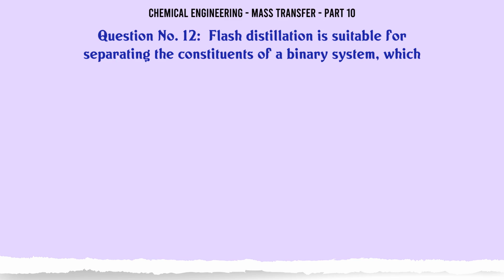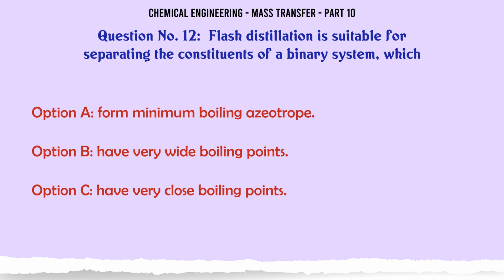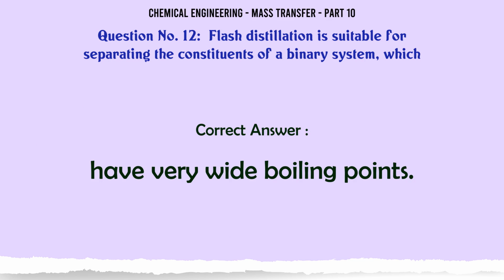Flash distillation is suitable for separating the constituents of a binary system which A. form minimum boiling azeotrope, B. have very wide boiling points, C. have very close boiling points, D. form constant boiling azeotrope. The correct answer is have very wide boiling points.